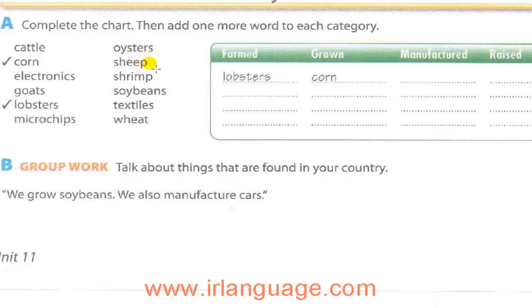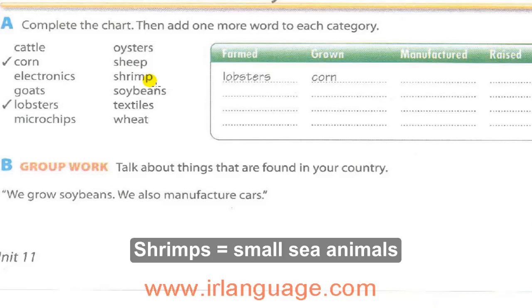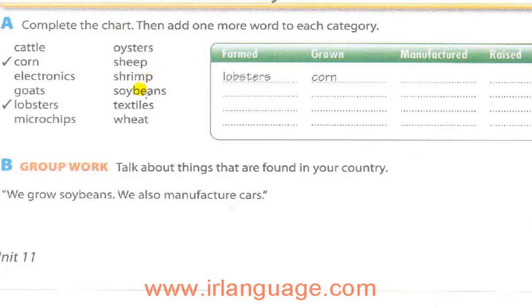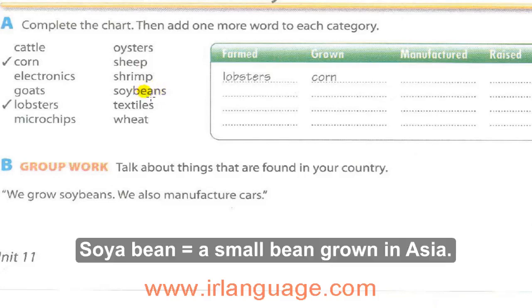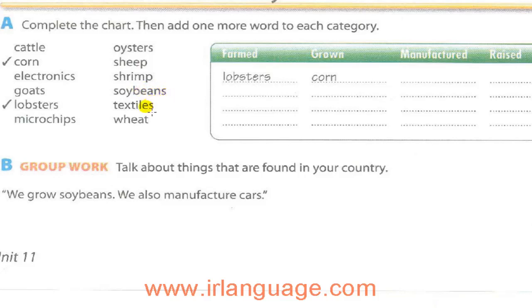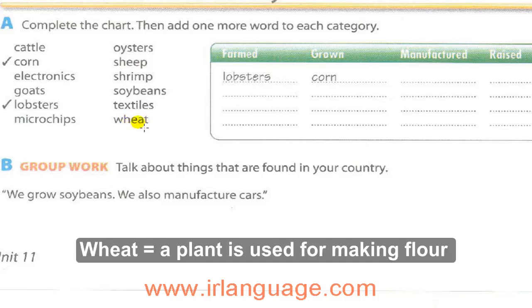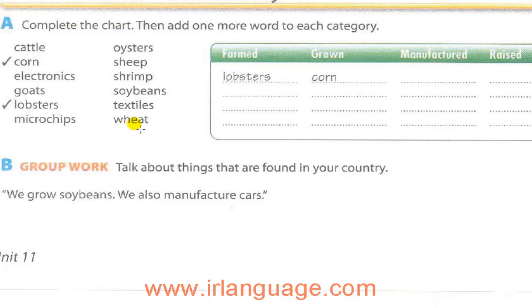Sheep. This is not "ship", no. Sheep with sh. Sheep, animals like goats. Goats, sheep. Shrimp, sea creatures. Small sea creatures. Soya beans, small beans which are grown in Asia. Textiles, clothes. Wheat. We grow wheat to make flour, and from the flour we make bread. So wheat is used for making bread.